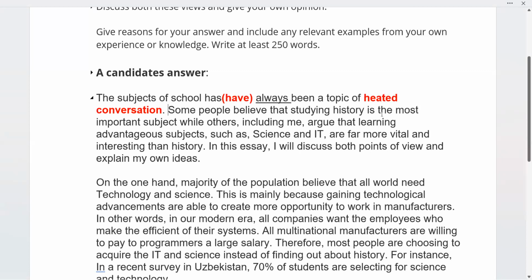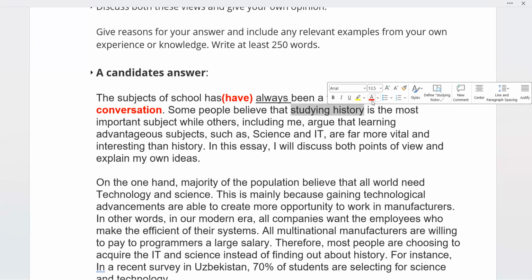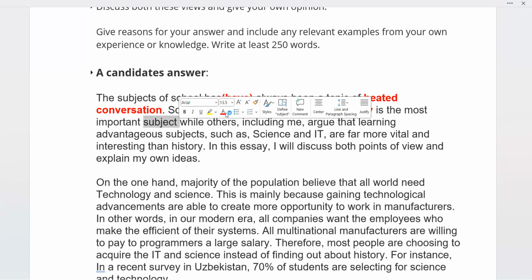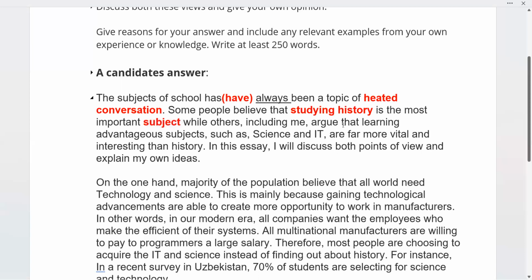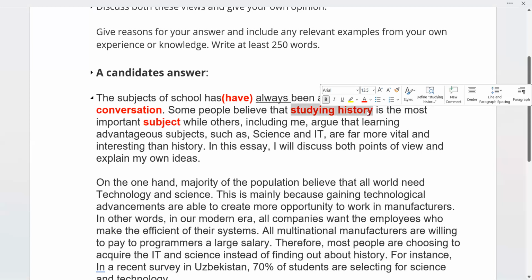Some people believe that studying history is the most important subject, while others, including me, argue that learning advantageous subjects such as science and IT are far more vital and interesting than history. So we have a few problems with this sentence, with the second sentence too. Some people believe that studying history, highlight that, studying history is the most important subject. So now basically the candidate's saying that studying history is a subject, while history in and of itself is a subject. So here we have a, well, miscommunication, I can say.